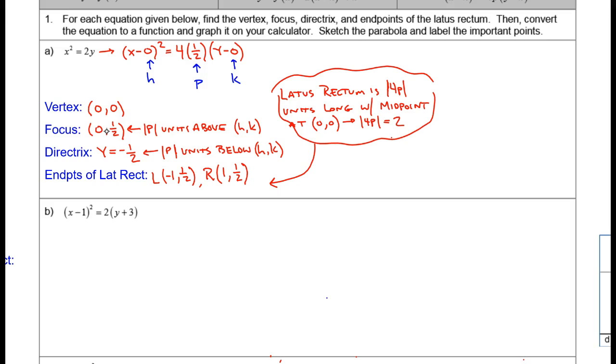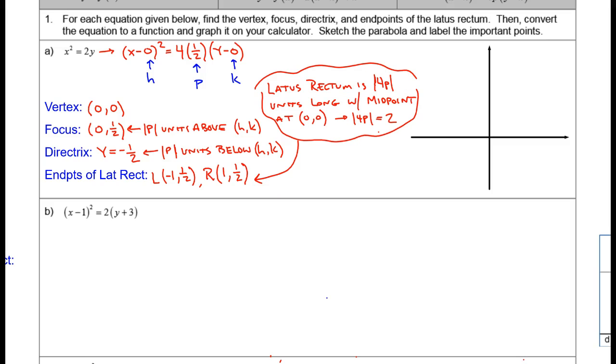The last thing I have to do is to sketch it. And for this first one, I'm going to go ahead and sketch it by hand, just to give you an example of how easy it is to sketch a parabola when you have all this information. So I've gone ahead and drawn the XY axis here, and I'm going to go ahead and mark my vertex. I'll label that with a V.